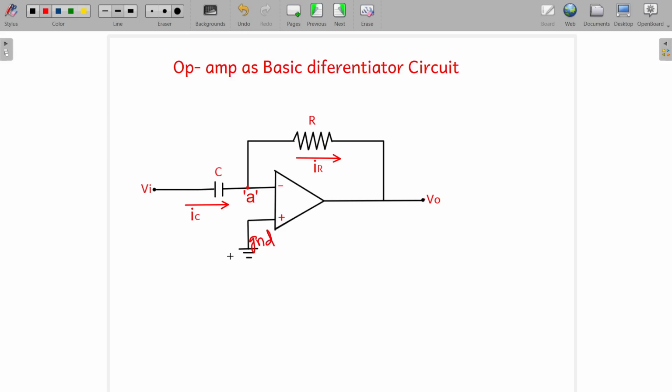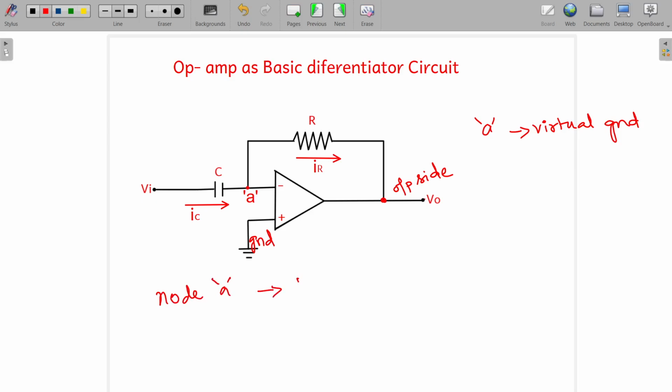As the non-inverting terminal is grounded, this particular node A acts as the virtual ground. The current IC, the current which is flowing through the capacitor, is flowing from the input side to the virtual ground, and IR, the current which is flowing through the feedback path or the resistor, is flowing from this virtual node to the output side. This is your output side. So using these concepts, we can now write the equation at node A.